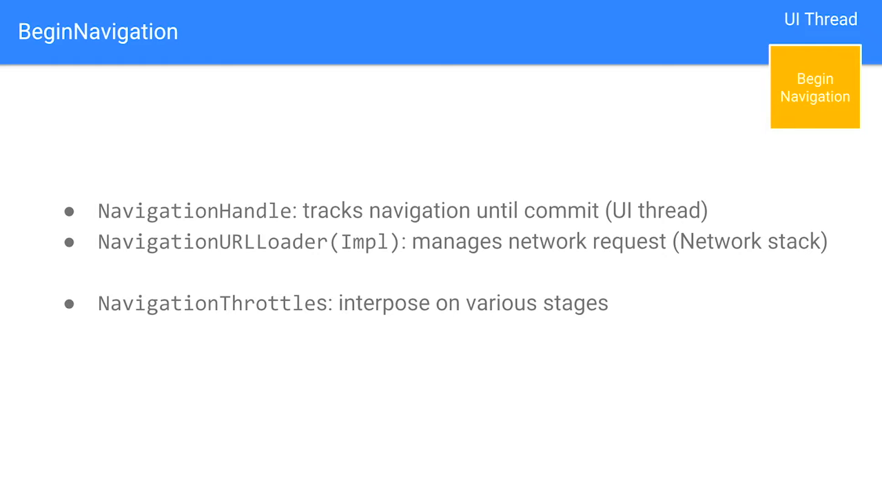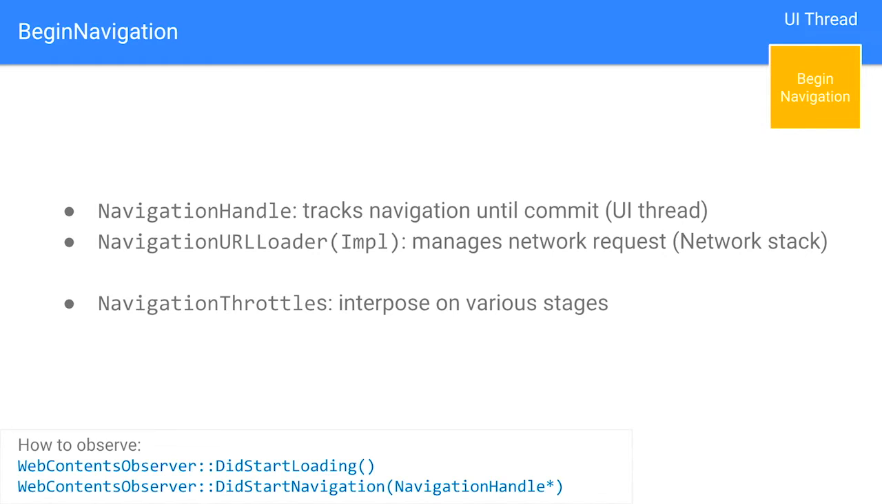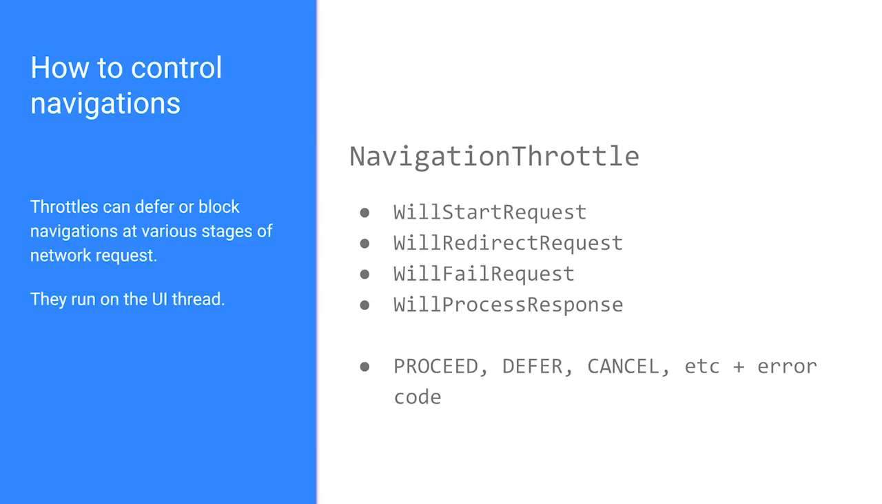And the navigation throttles are basically objects that we want you to implement if you want to interpose on navigations. At this point in time, we do dispatch the did start loading. Basically, something happened, we're starting to load. And then a little bit more about navigation throttle: in general, web contents observers are read-only observations. You're not allowed, and you should not be making any changes to navigations. For example, if you wanted to cancel a navigation and reissue a different one, observing a navigation is not what you want to do.